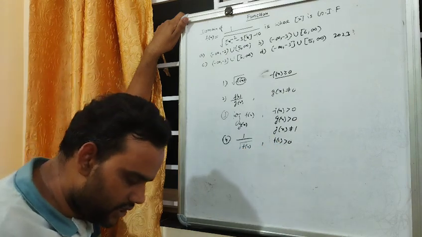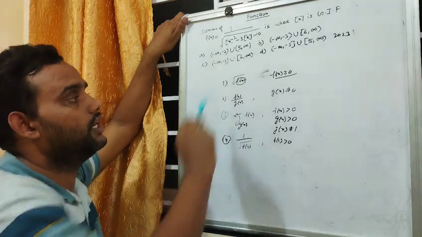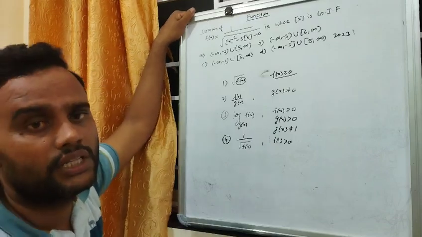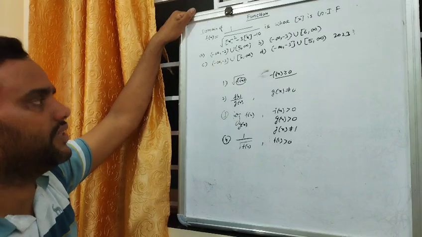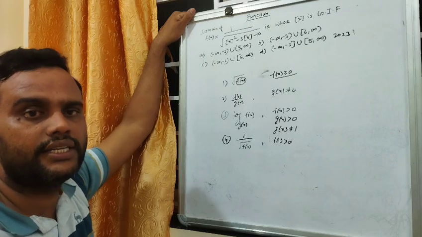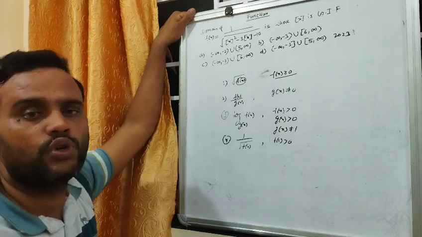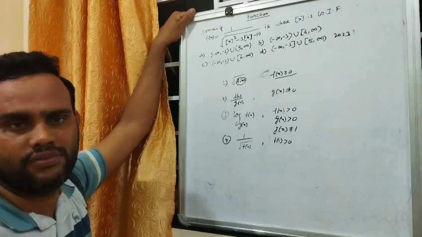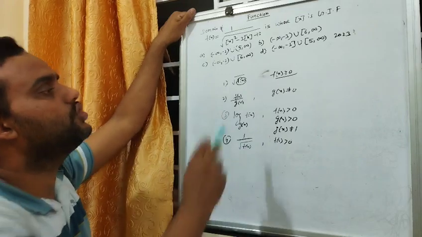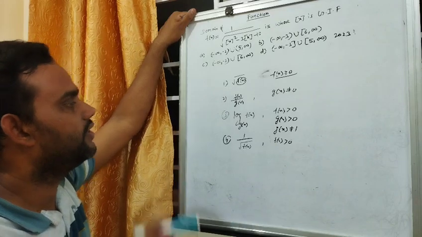So some certain basic rules about the domain: first is root under f of x. When this function is defined, it is a real valued function. This is not an imaginary function. So f of x is either positive or greater than or equal to 0, means either 0 or more than 0. Similarly, any mathematical expression written in the form of f of x by g of x, then g of x is not equal to 0. Then we can find the domain.